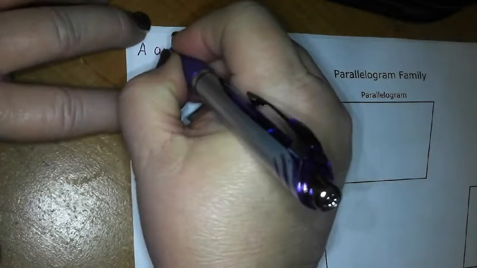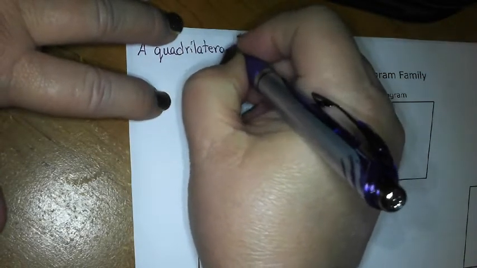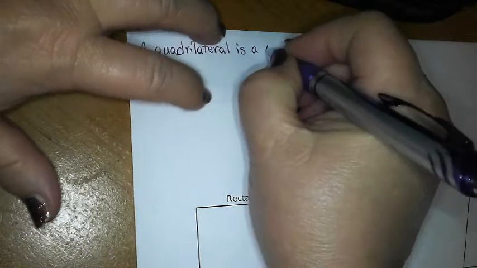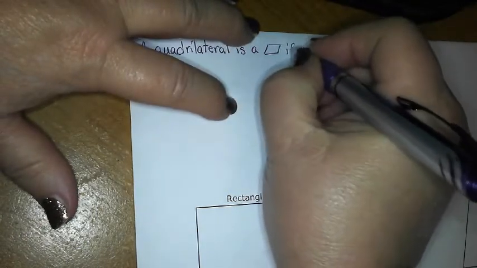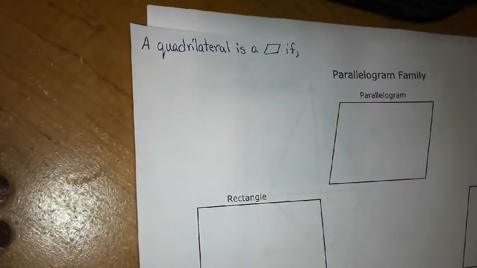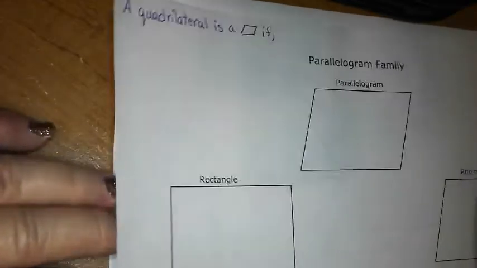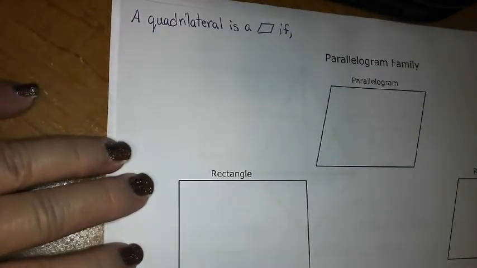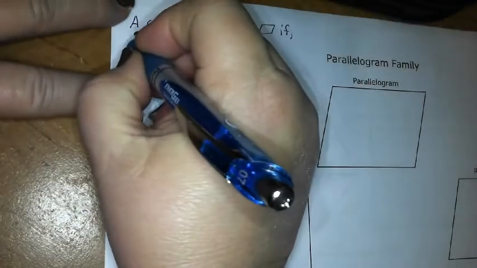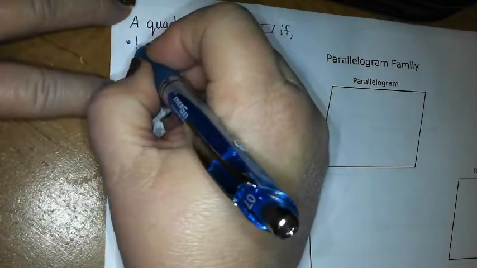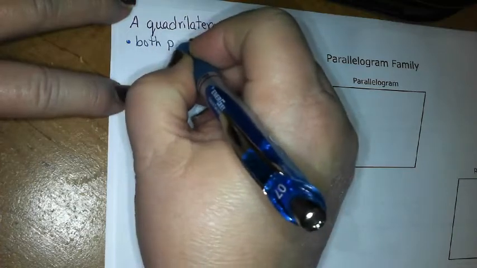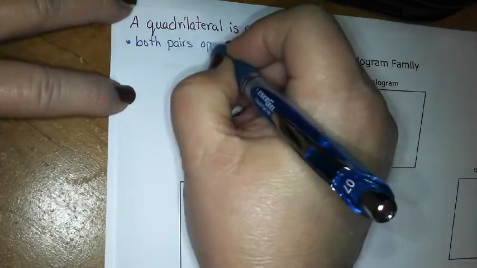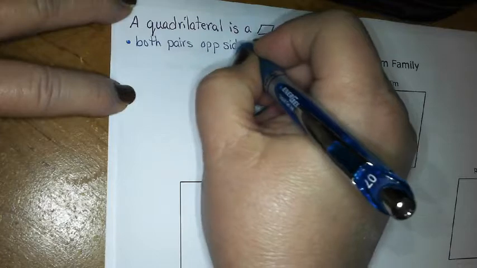So, we're going to start this with: a quadrilateral is a parallelogram if. And I'm going to give you 5 things that make a quadrilateral a parallelogram. They're going to sound a lot like the ones you learned last lesson, but there's one that's different, so you want to pay close attention.